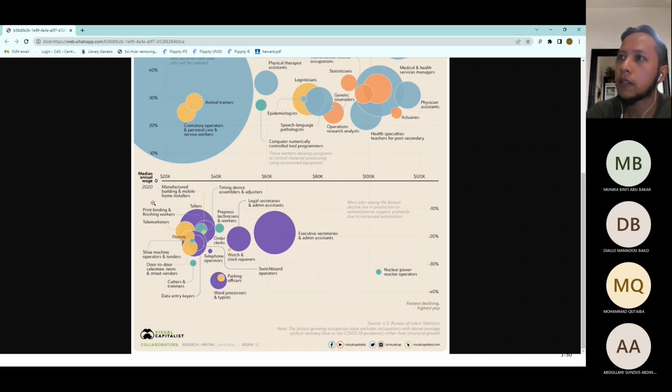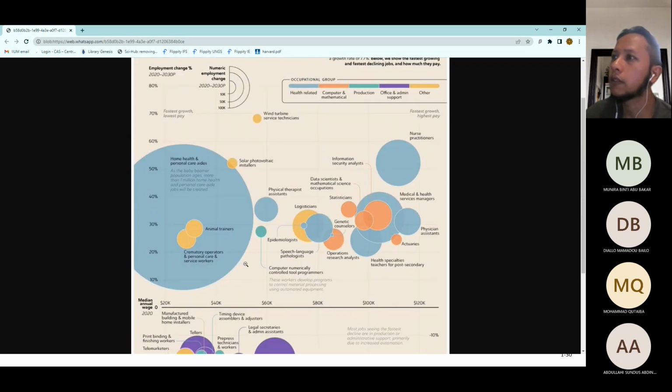Print binding and finishing workers, so machines will replace you. Door-to-door salesmen, cutters, trimmers, data entry keyers, parking officers, telephone operators, switchboard operators, order clerks, timing device assemblers and adjusters. So these are all the works that will no longer be relevant in the next decade. However, these jobs will be replaced by these opportunities.